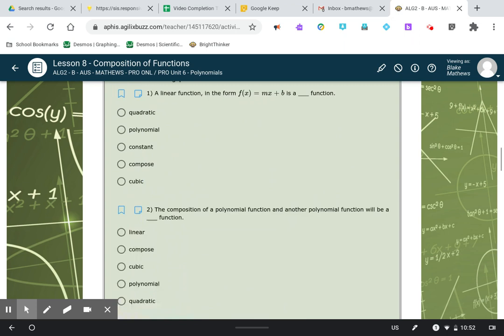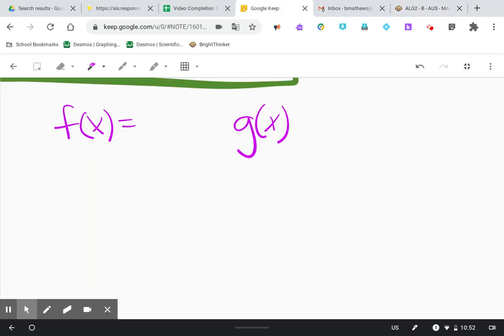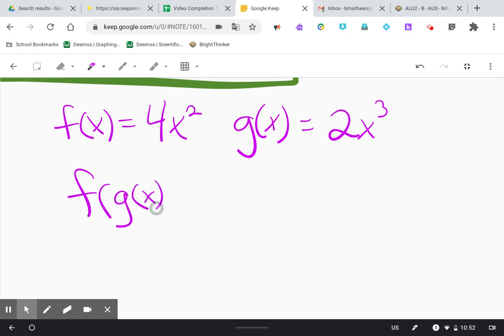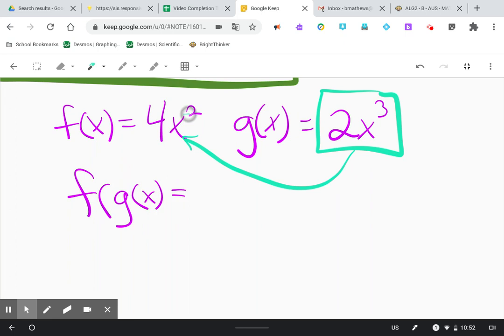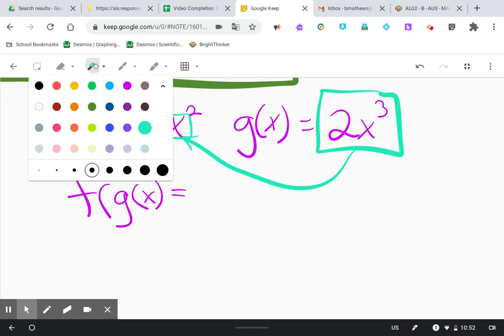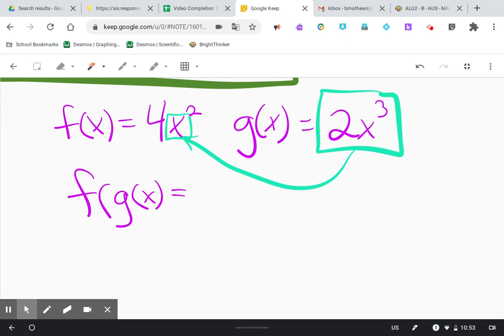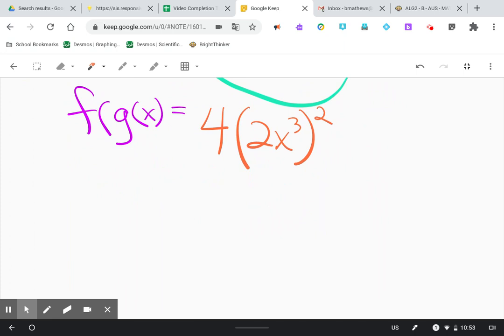So let's talk about one where we have just single term exponential functions. Let's say I had f of x equals 4x squared and g of x equals 2x to the third. And then again, of course, they ask f of g of x. So just so you are clear, we're taking this entire thing and putting it in for the x. So we'll rewrite it, and we'll start by writing 4 parentheses 2x to the third squared. So we've got to work this all out. We're going to remind ourselves of some of the rules about exponents that we should know.